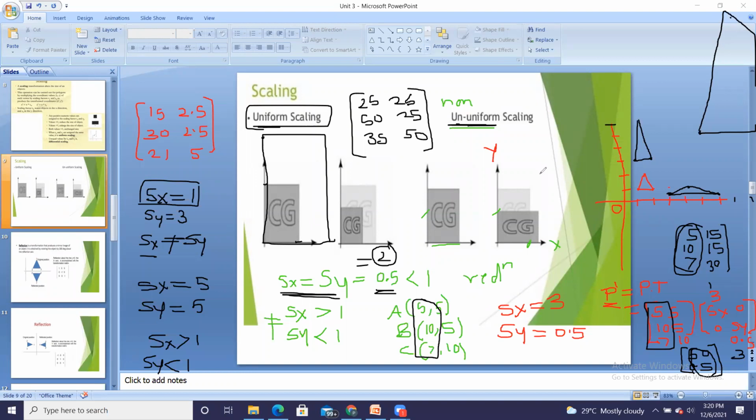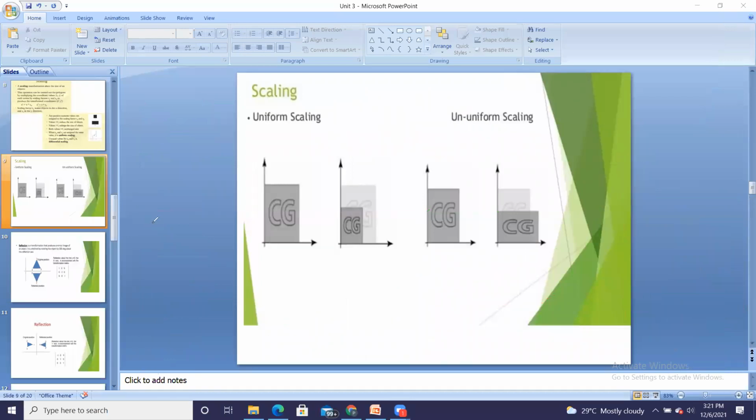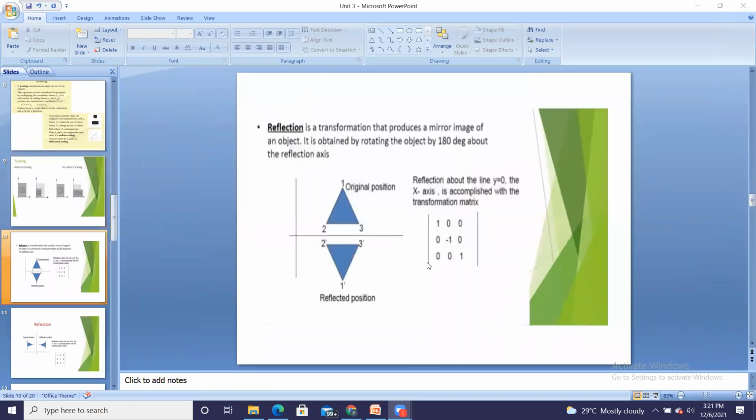Okay. So I believe now the scaling part is understood by all of you. Okay, so let us start with the new transformation, that is reflection. Okay, so what do you understand with reflection? What do you understand with reflection?